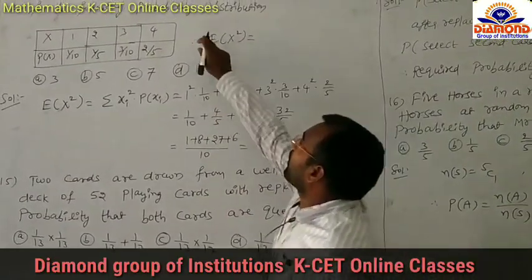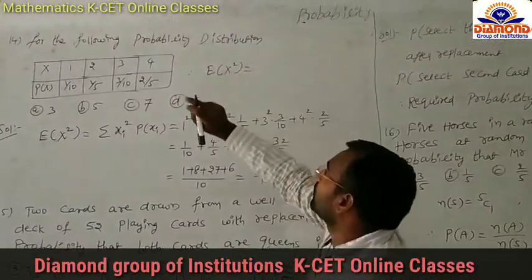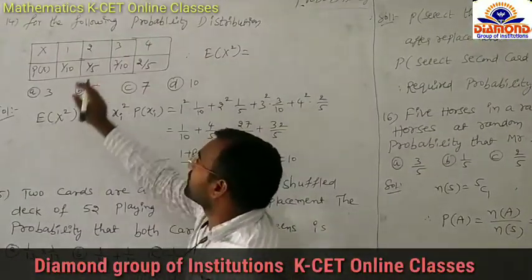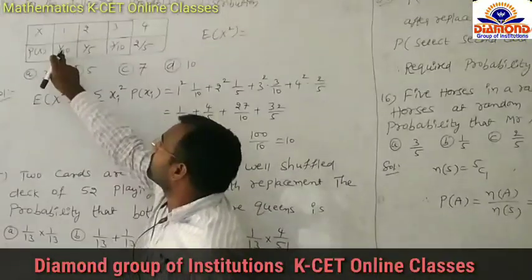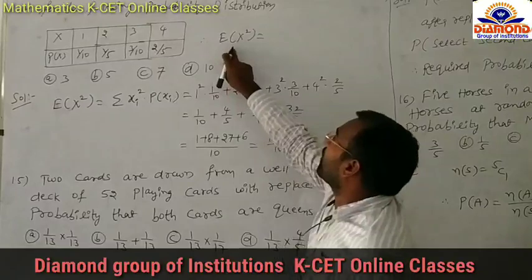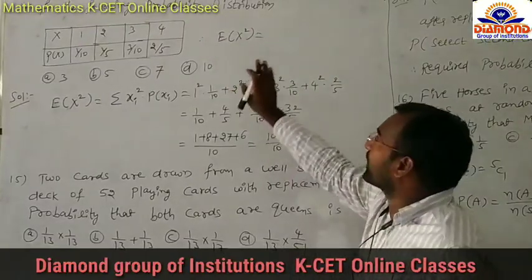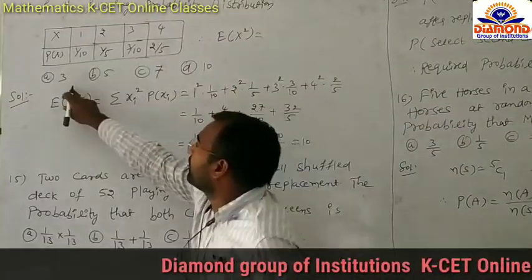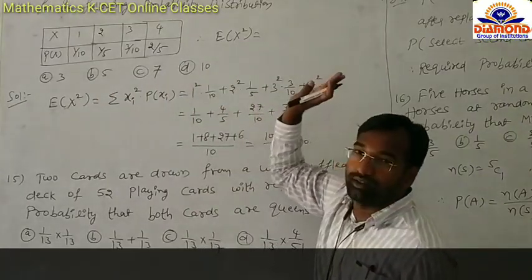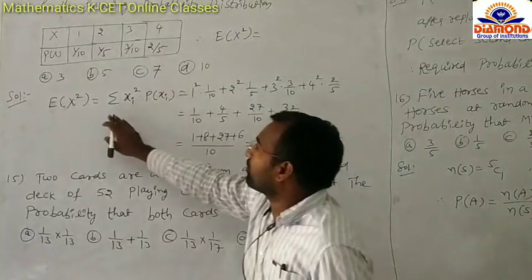For the following probability distribution, a table is given. X values 1, 2, 3, 4. Its P of x, the probability of x, values 1 by 10, 1 by 5, 3 by 10, 2 by 5. Find out the E of x square value. Option A 3, option B 5, option C 7, option D 10. So E of x square equal to what?